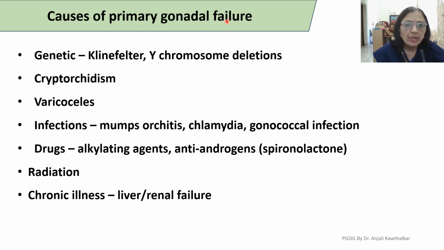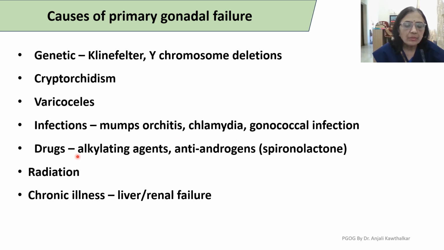Now, causes of primary gonadal failure, where the problem is at the level of the testis and spermatogenesis is getting affected. What are the causes? It can be because of genetic abnormalities such as Klinefelter syndrome or Y chromosome deletions. There can be cryptorchidism, that is, undescended testis. Presence of varicocele can be there. Infections such as mumps, orchitis, chlamydia, and gonococcal infection can affect the testis.